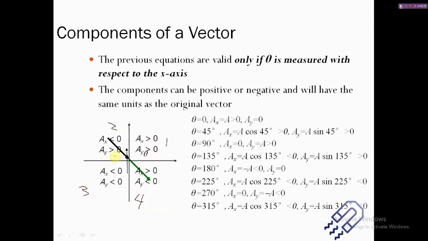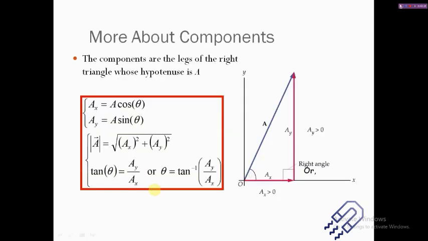In the first quadrant you will see that both ax and ay are greater than 0. Why? We already have the answer. In the second quadrant, ax is less than 0, ay is greater than 0. In the third quadrant, both ax and ay are less than 0. In the fourth quadrant, ax is greater than 0, ay is less than 0. You can also revisit your trigonometric table to revise these things. I'll also make a table and probably show it to you next.